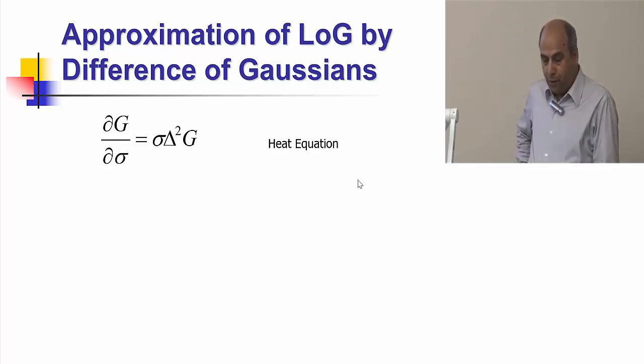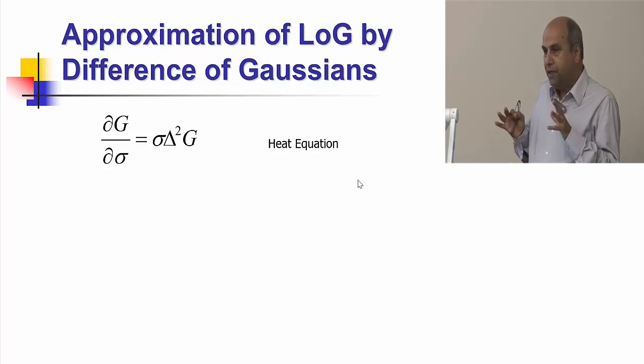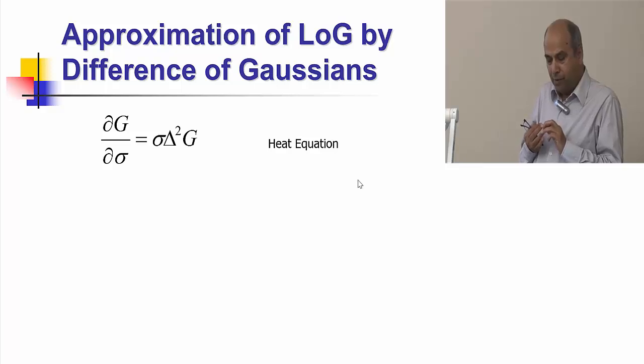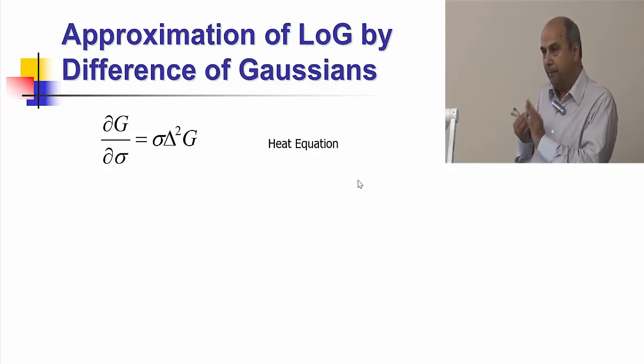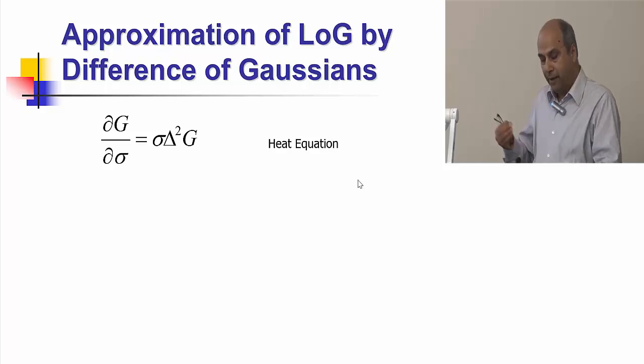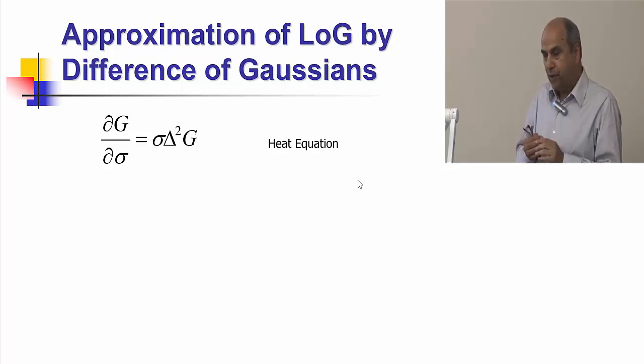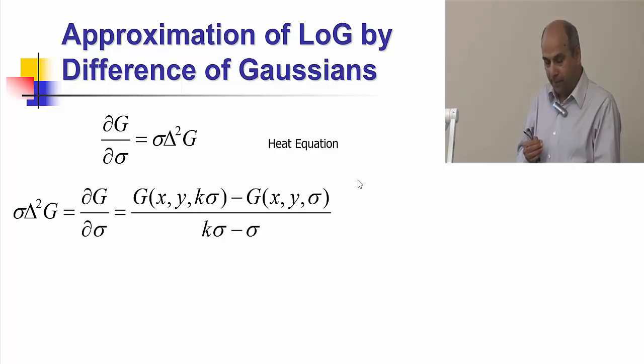So g is a function of three variables, x, y, sigma. If we differentiate g with respect to sigma, then we find the Laplacian of g with respect to x and y, and this is equal. If you take the Laplacian multiplied by sigma, they are equal.